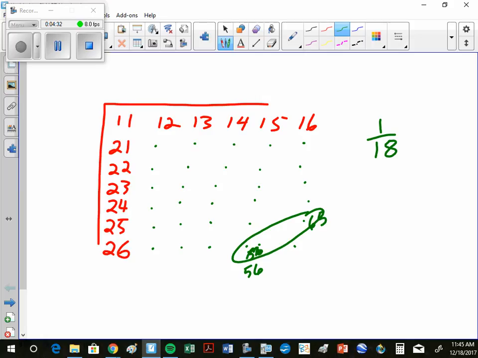Okay, B. If a coin is tossed twice, the chance of getting at least one heads is 100%. No, that's silly. Right? Yeah. You can't do 50 plus 50.